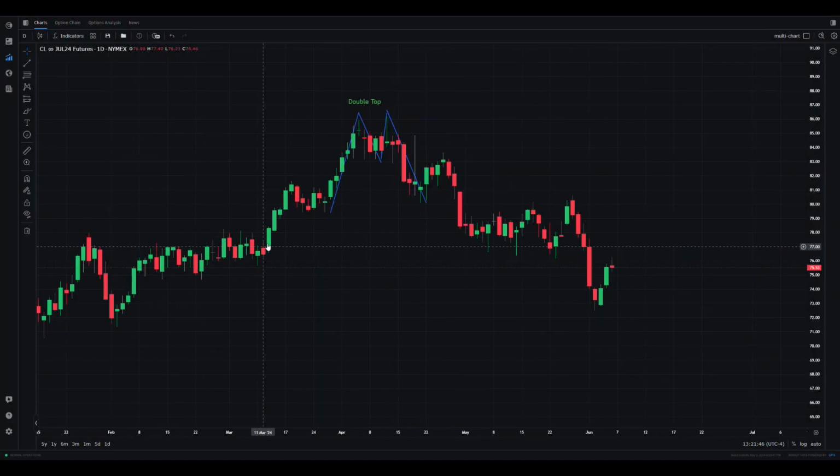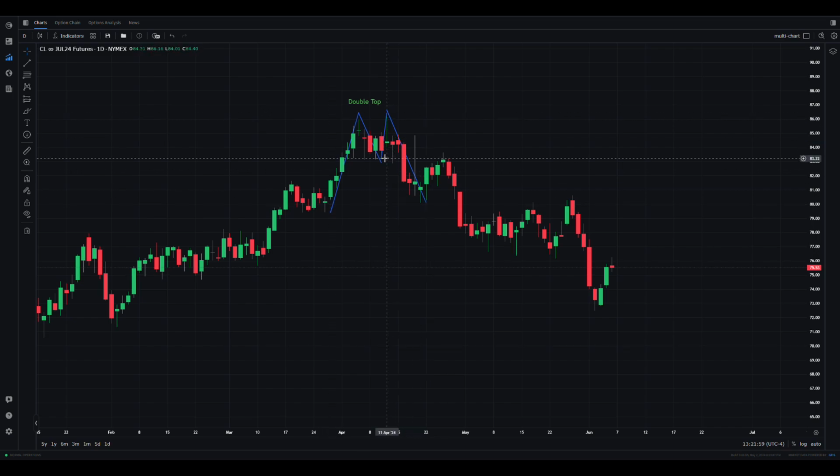Double top and double bottom. A double top pattern occurs when the price reaches a significant high, pulls back, rallies again to a similar high, forming the second top, and then reverses direction. Visually, it resembles the letter M with two peaks of similar height.